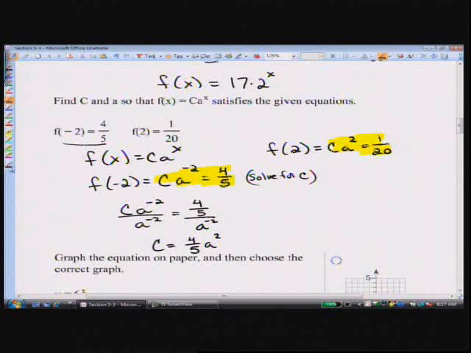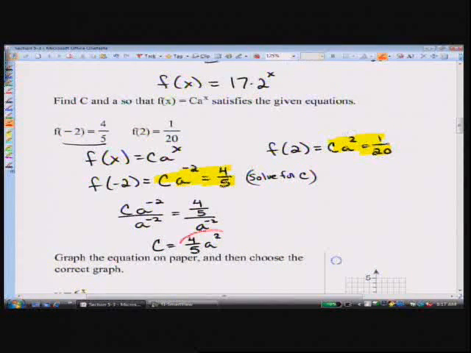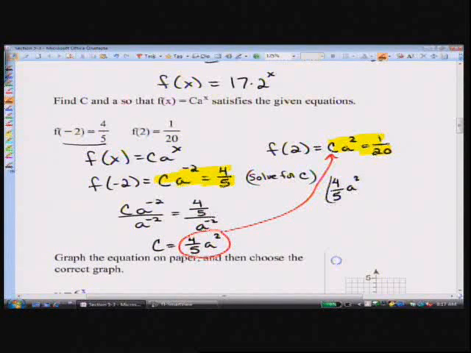All right, now what I'm going to do is plug what I found for C into this second equation. Okay, this is called the substitution method. And then I'll just have one equation and one unknown. A will be my unknown. Okay, so when I plug this in, I'm going to have 4/5 A squared, that's the C, times A squared equals 1/20.